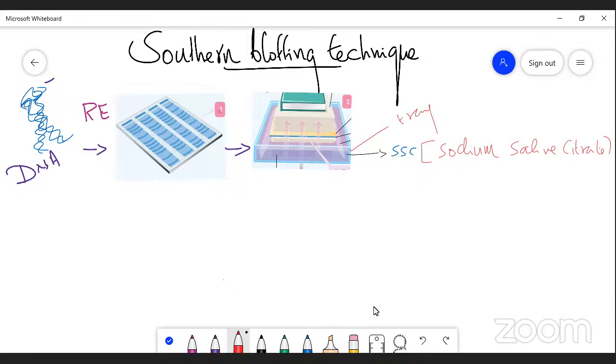Okay, in that, first of all, this blotting paper containing the DNA sequence is taken inside. But before keeping it inside the tray containing buffer solution, gel is added. What is the name of the gel? Agarose gel. Actually, what is the role of gel in Southern blotting?